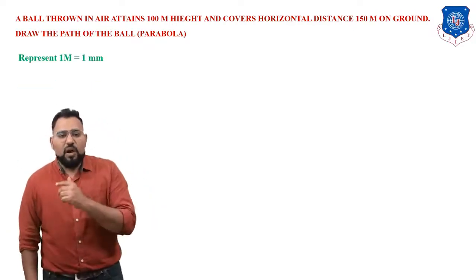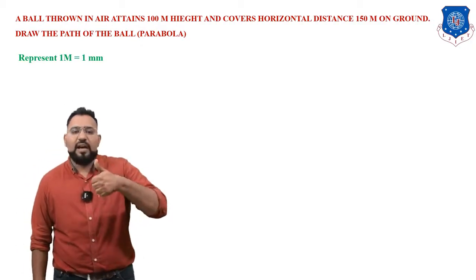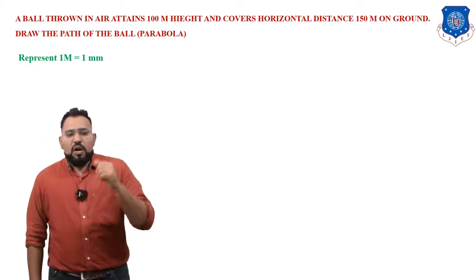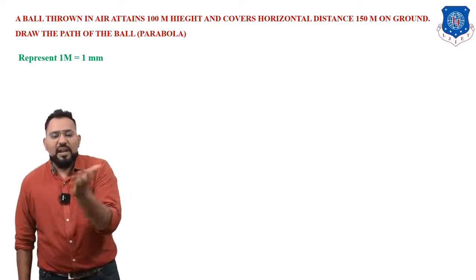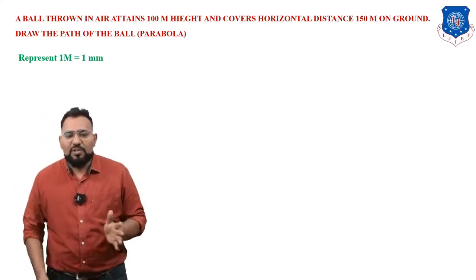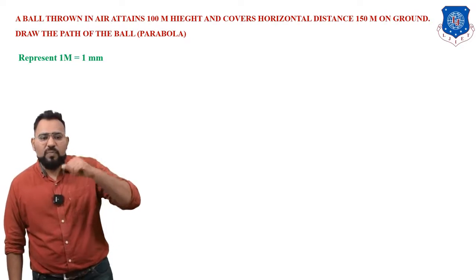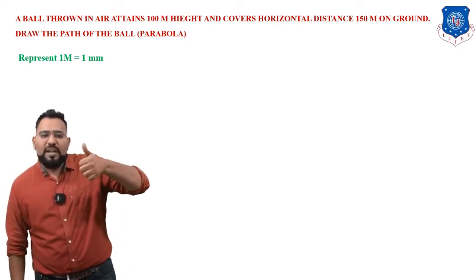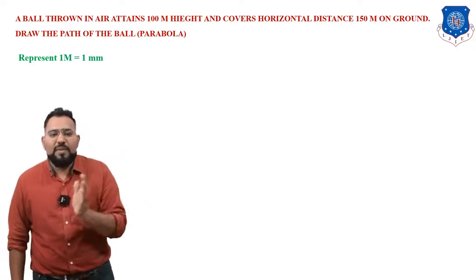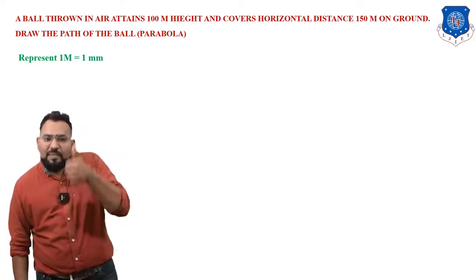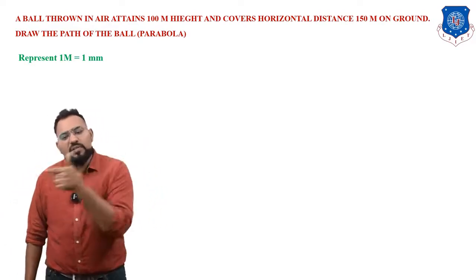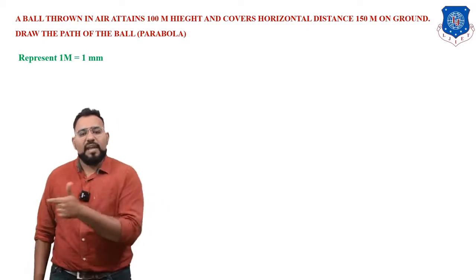Okay, now let us solve this example. Before doing this, we have to take a scale, or RF. Here he has mentioned a 100-meter height, and we cannot draw a 100-meter vertical line, which is not possible. So we are going to represent 1 meter by 1 mm. When he says 100-meter height, we draw a 100 mm line. When he says horizontal distance 150 meters, we draw a 150 mm line.